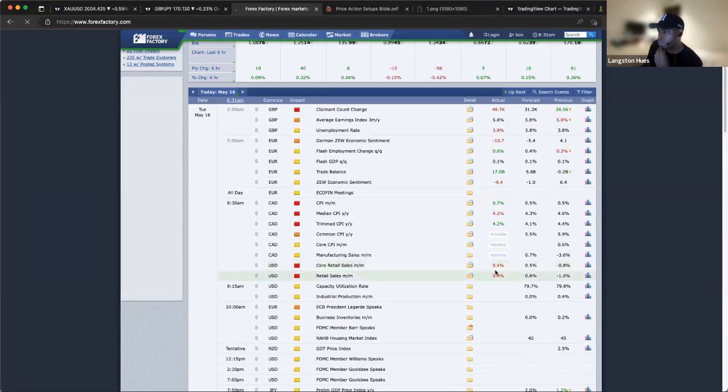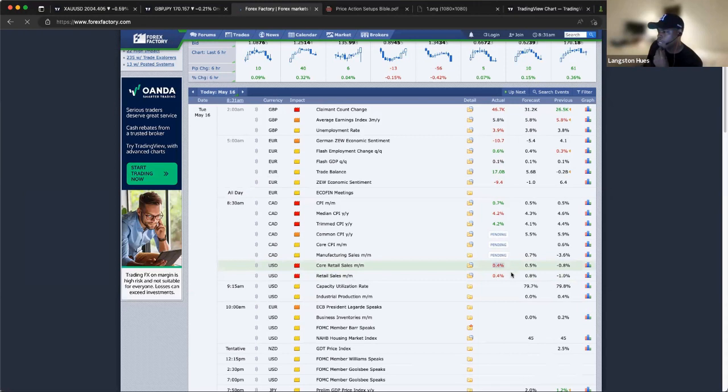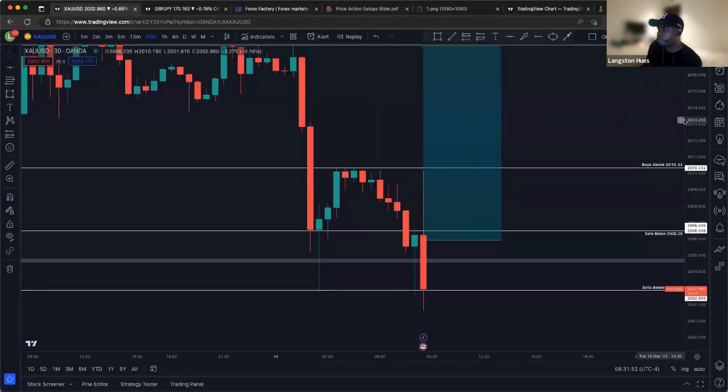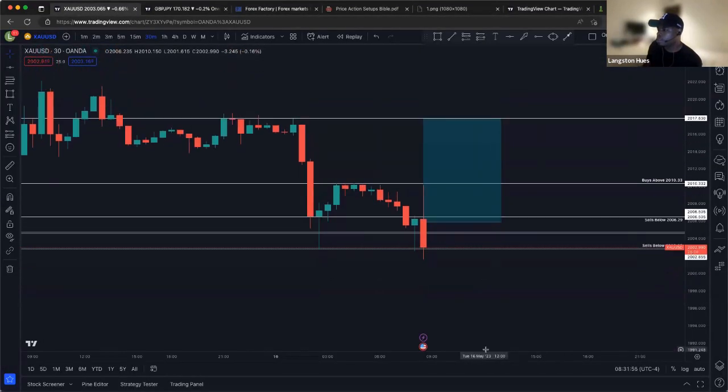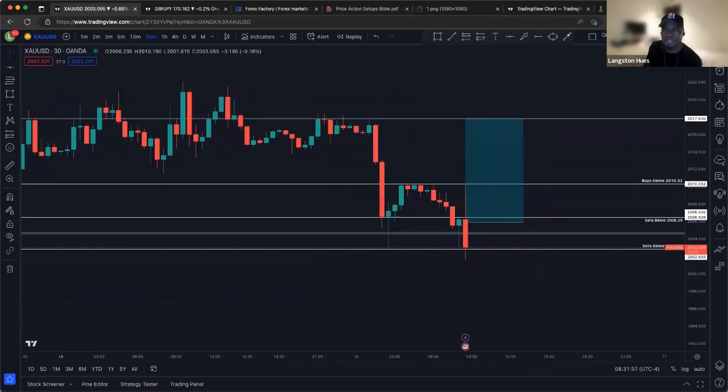Okay, so bad for the dollar, 0.4% was the actual. And retail sales also 0.4%. Canadian still pending. So that's how we do it.